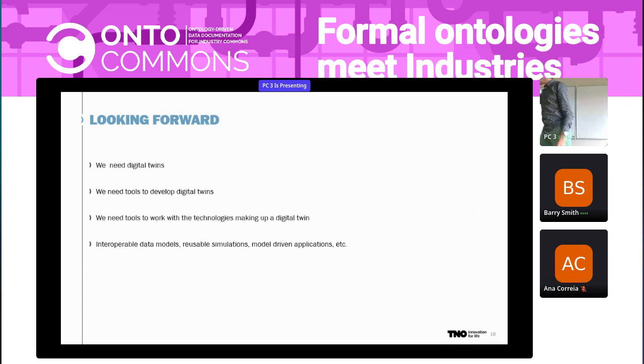That's one example, right? Tools for interoperable data models, but it is also needed for reusable simulations or model-driven applications. I think a lot of the projects being mentioned here today are already sort of working towards this. And I'm hoping that we can reuse that to make our job a little bit easier.